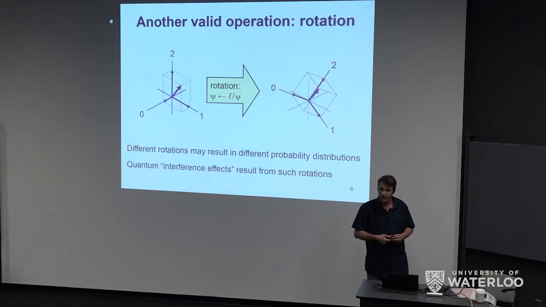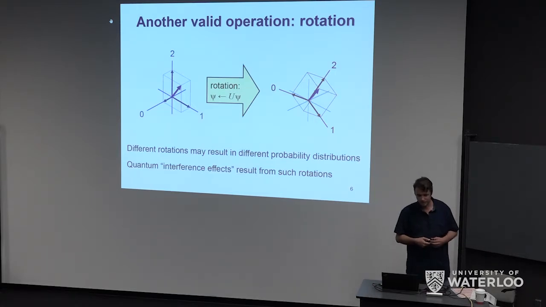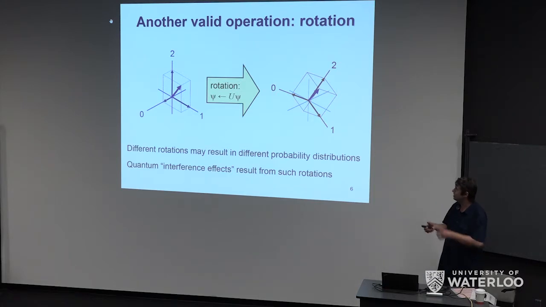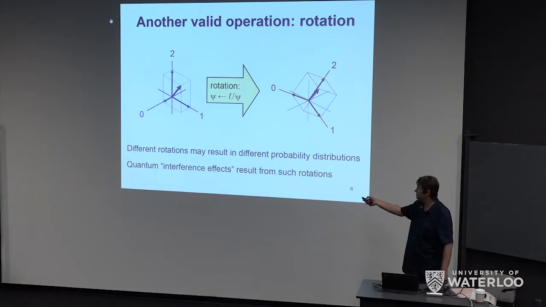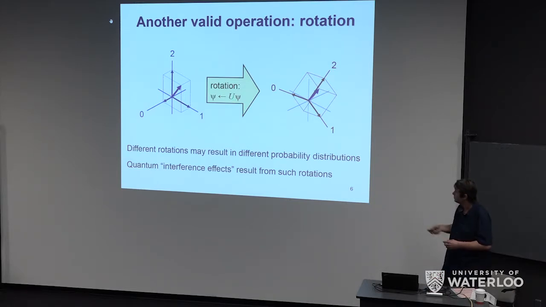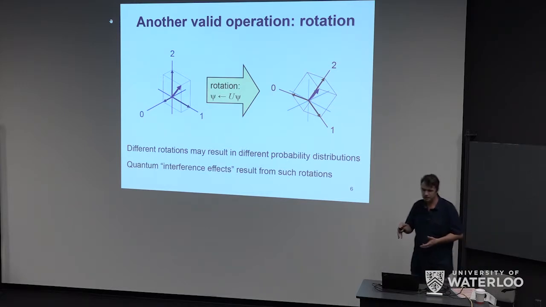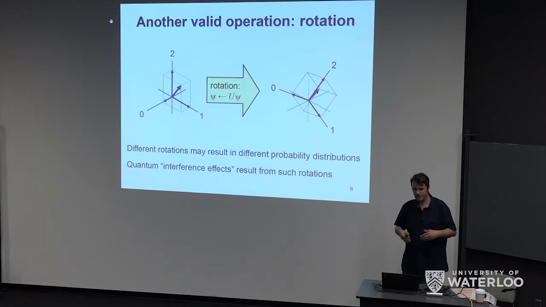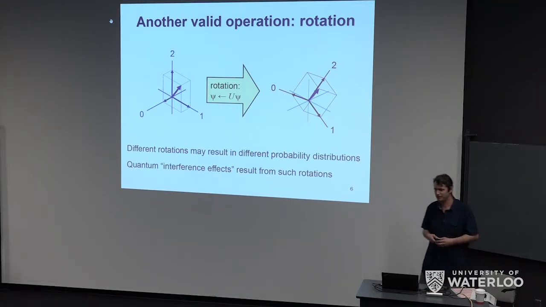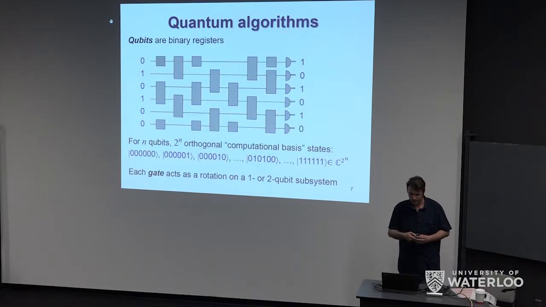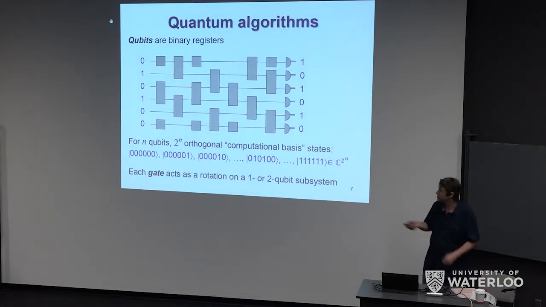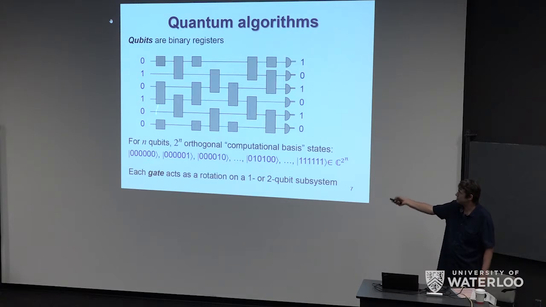Another valid operation that can show up in quantum mechanics that doesn't arise classically is that you can actually rotate a quantum state into another one. And this is modeled by some unitary matrix. This is something that preserves the complex length of a vector. And different rotations can give you different probability distributions after measurement. And so the types of quantum interference effects that you may have heard of essentially result from these types of operations.